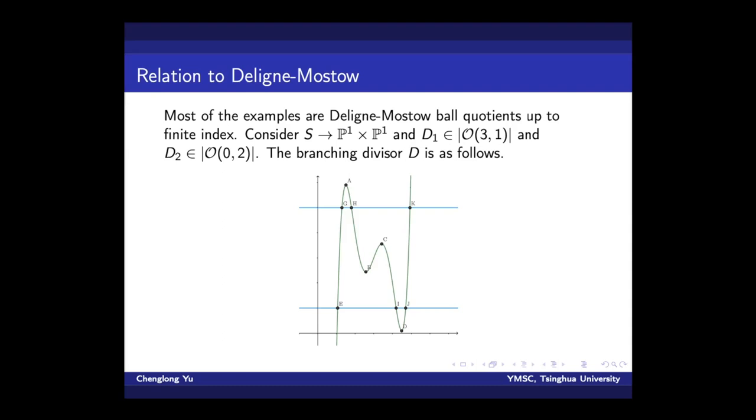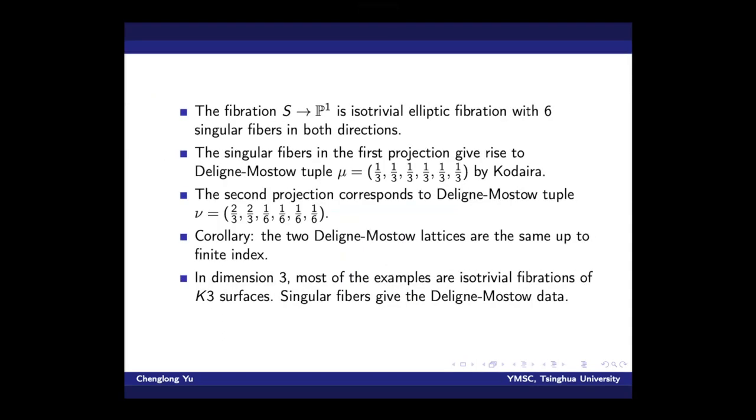Both are genus 0 curves. And if you look at this branching divisor, then you can consider the fibration of this K3 surface over P1. So you have actually two ways to get the fibration since your base is P1 cross P1. If you look at this fibration, you will find that it's an isotrivial elliptic fibration with six singular fibers in both directions. So where are the singular fibers?